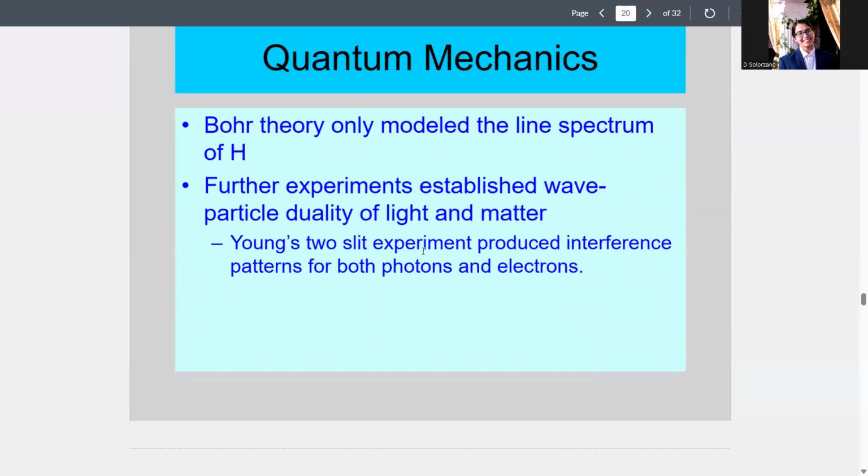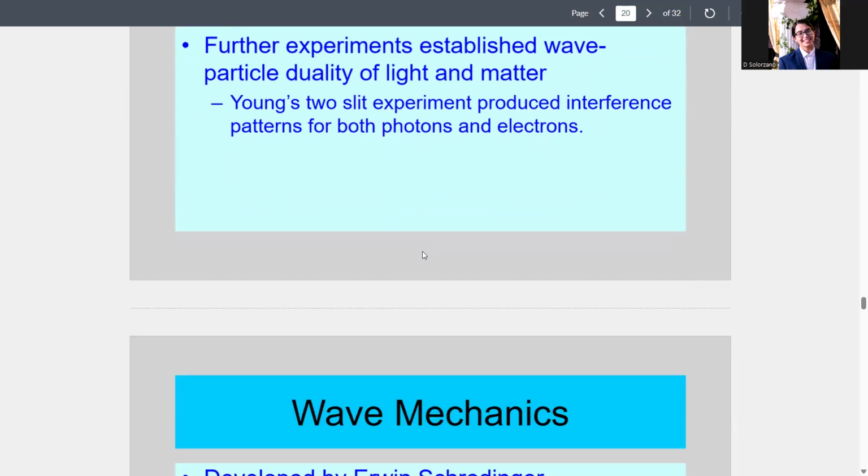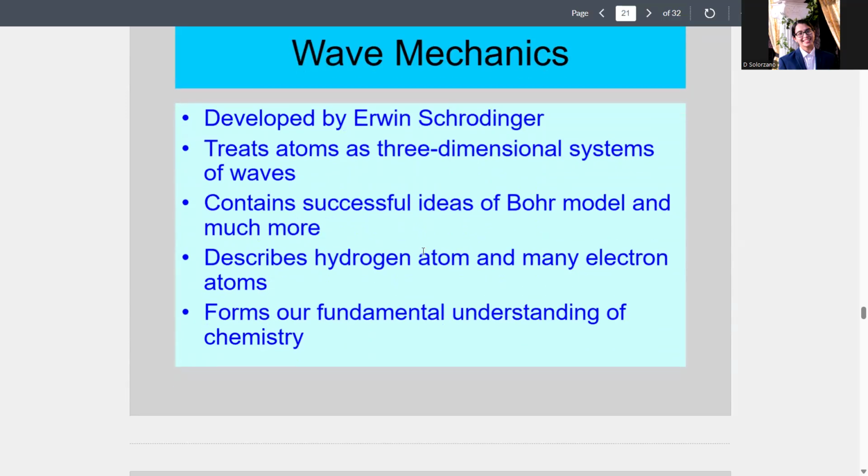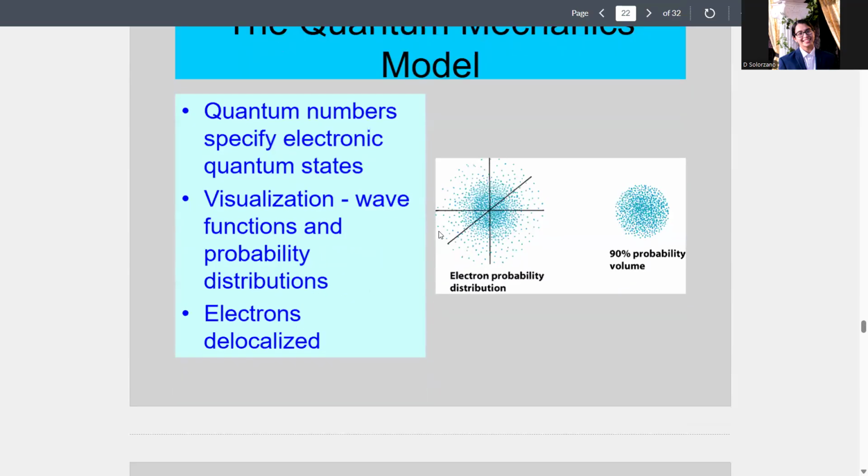Young's two-slit experiment showed that electrons have a duality of light and matter, so it acts like a particle and it acts like a wave. I think that's about as far as you need to know. These are just further, more in-depth on the wave nature of electrons, and how Schrodinger helped develop these systems.